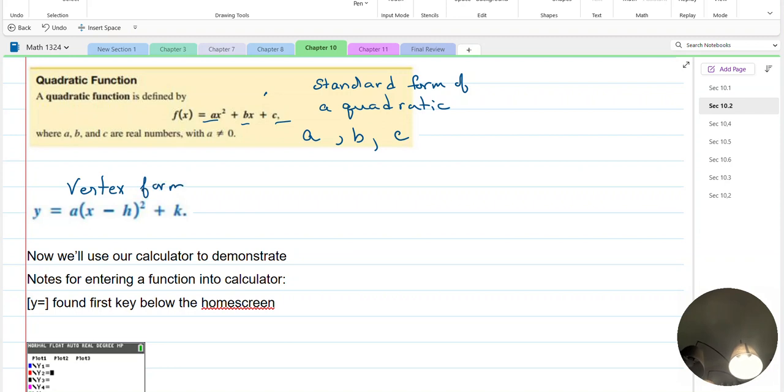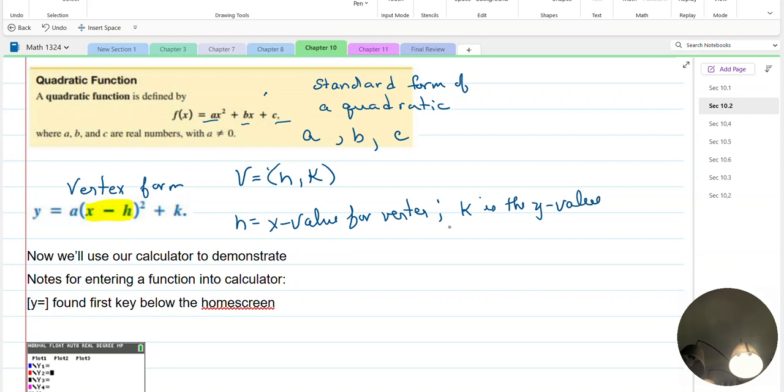Notice that we have this condition here. And that one tells us that we have to use the opposite sign of whatever's there, and the vertex is going to be the opposite of that sign, H, comma, K. And this is a movement of that item. So H is the X value for the vertex, and the K is the Y value of the vertex. Okay. And we'll have one problem of that.